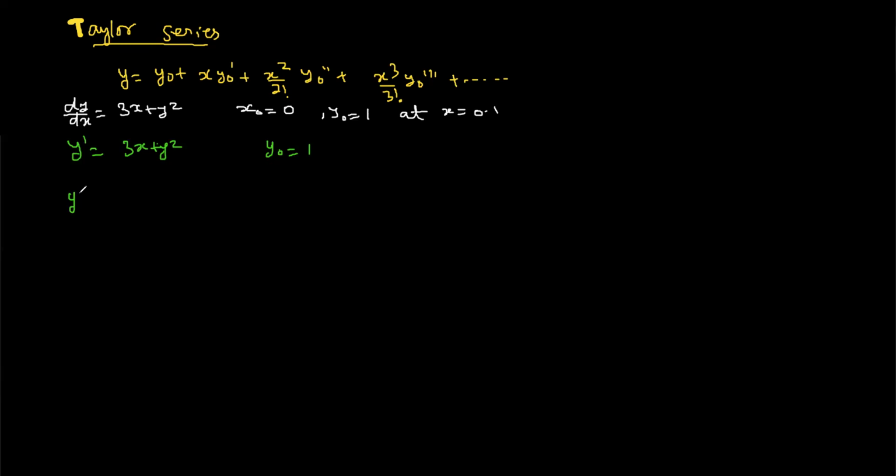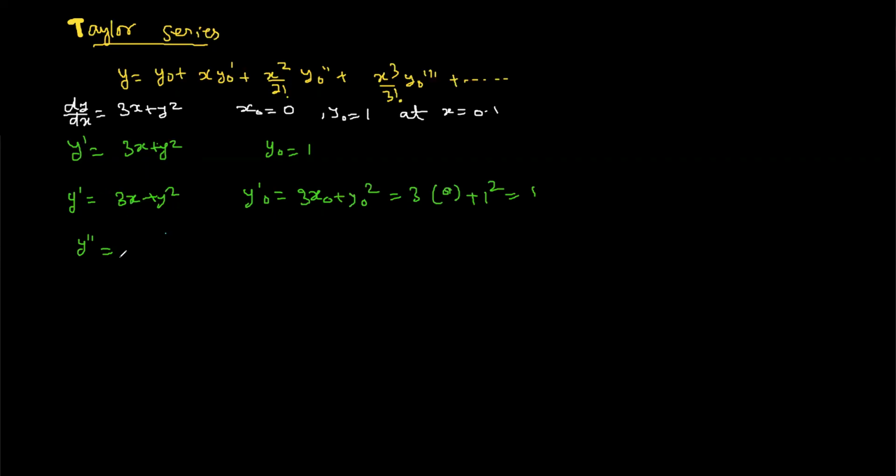Now I am finding y dash. y dash is 3x plus y square. And y dash 0 means what? 3 x0 plus y0 square. 3 x0 is 0, y0 is 1, so this is 1. When I find y dash 0, this becomes x0 and this becomes y0, right? Yes.